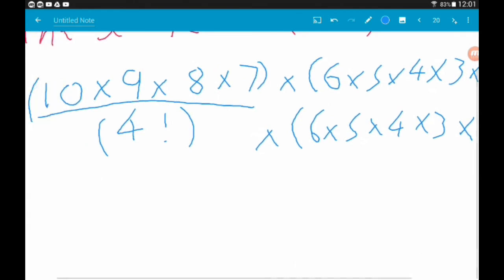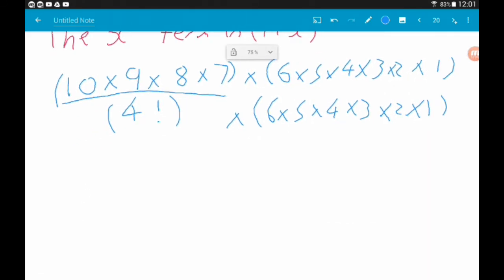So what that's now going to give us up on top, well, we've now got 10 times 9 times 8 times 7 times 6 times 5 times 4 times 3 times 2 times 1. So what we've now got up on top is 10 factorial. Good times. And this is now over 4 factorial times 6 factorial. So now our coefficient is fully in terms of factorials, so it's a lot neater than it was before.